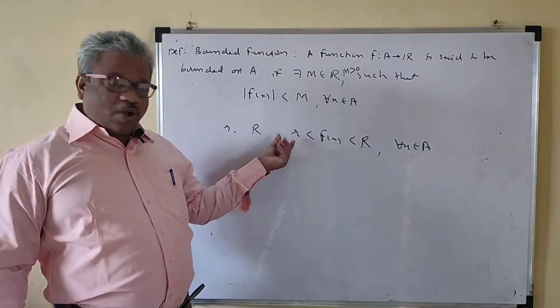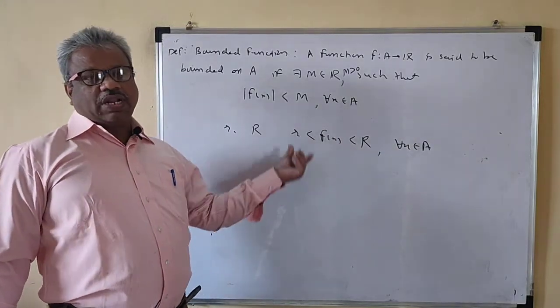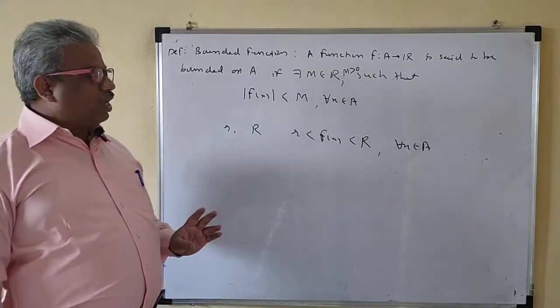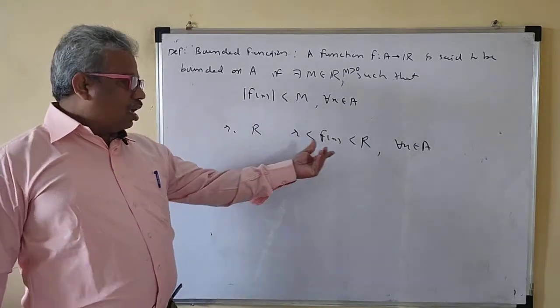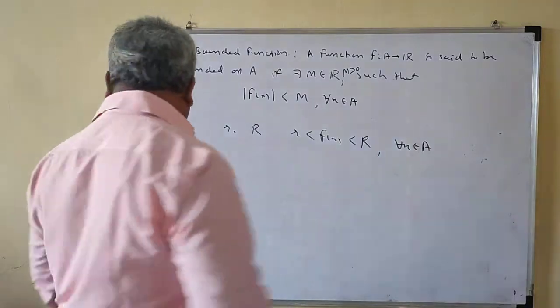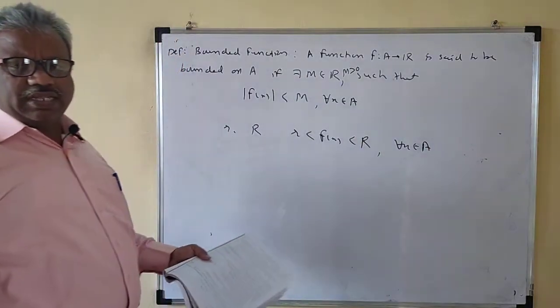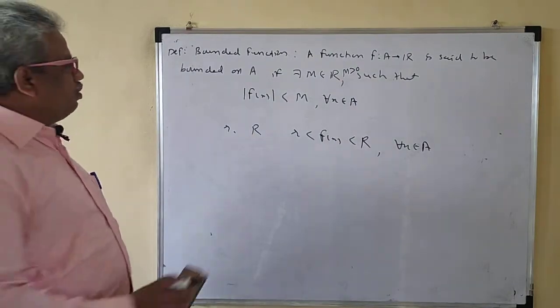That means this is the lower bound, this is the upper bound. If a lower bound and an upper bound exist, then that function is a bounded function. This is the lower bound and upper bound of the function. So if two real numbers exist, then your function is bounded. Okay.